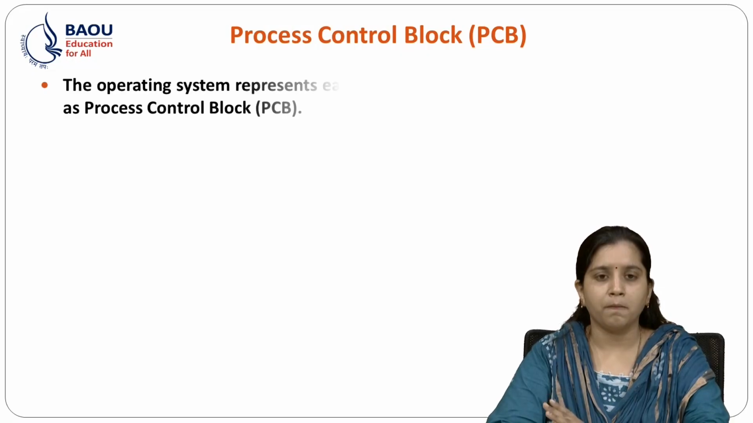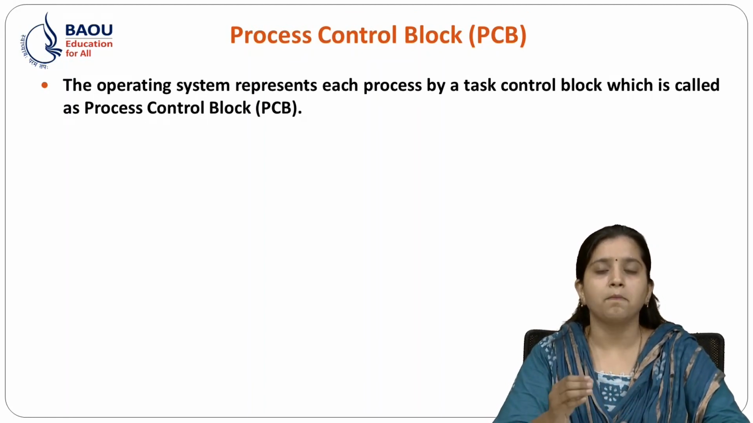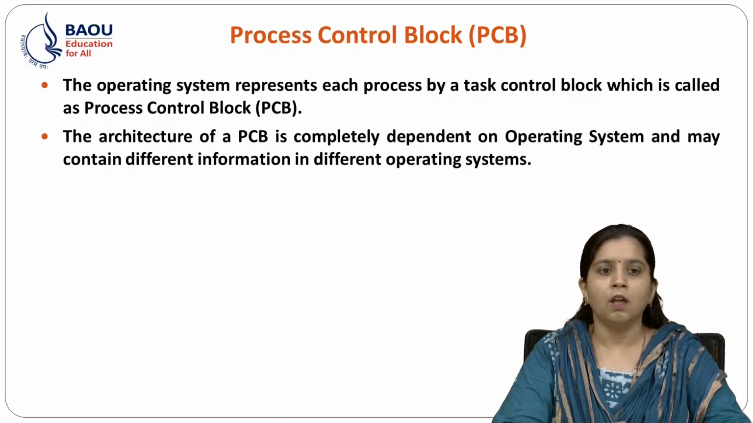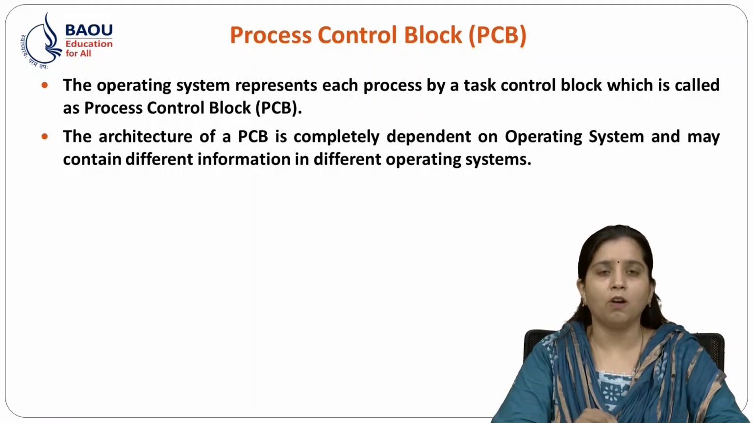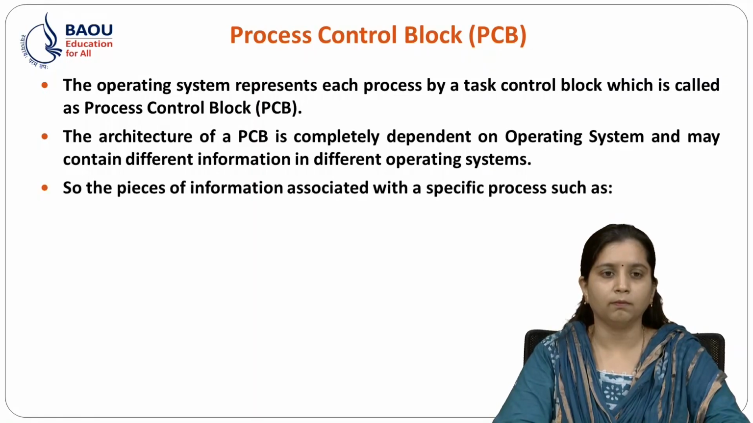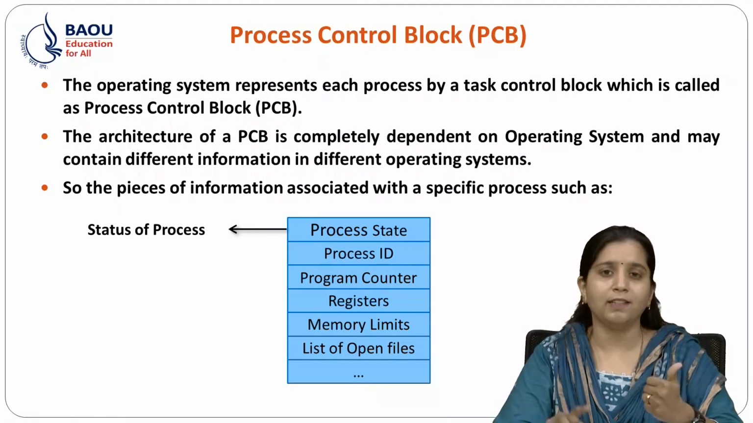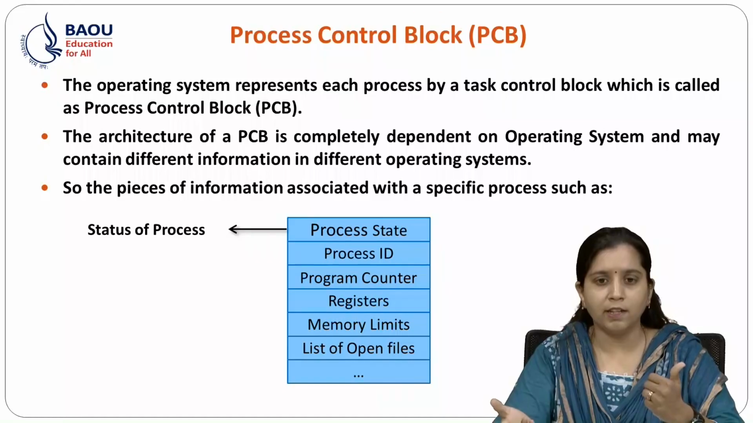Process control block. The operating system represents each process by a task control block, which is also known as the process control block. The architecture of the process control block is completely dependent on the operating system and may contain different information in different operating systems. The pieces of information associated with a specific process include the process state, which indicates the status of the process, that is, whether it is in ready, running, or wait state.